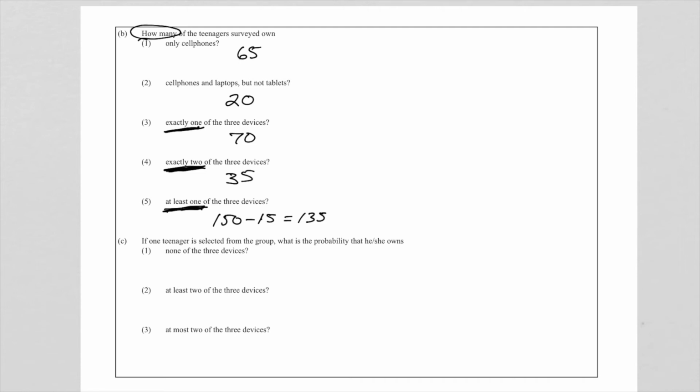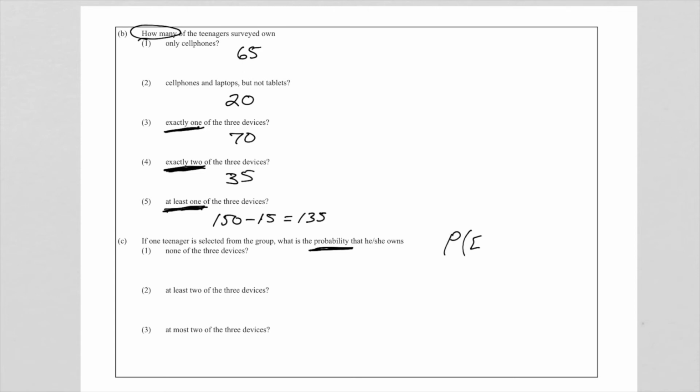Now I want us to move on to the C part of this question. Now in C, they ask us if 1 teenager is selected from the group, what is the probability? What is the probability? So that is extremely important that you don't miss that when you do these questions. The previous one was how many, and now they want probability.